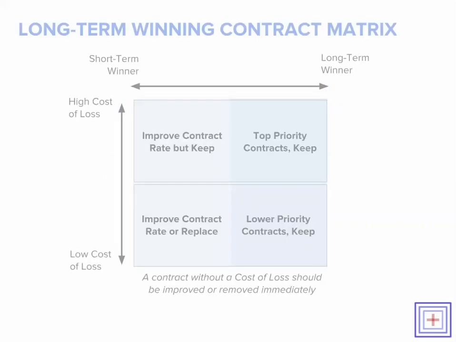So the first thing to consider here is the long-term winning contract matrix. On the vertical axis we have cost of loss, high being towards the top, and then we have short-term winners and long-term winners. Basically, your contracts that are long-term winners are your contracts that meet your net income targets for the long run, and they're also the ones that, if you were to lose them, would have the largest impact to your bottom line. So that's what this matrix is showing.